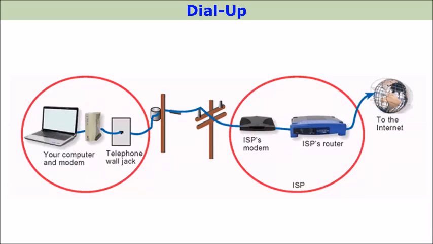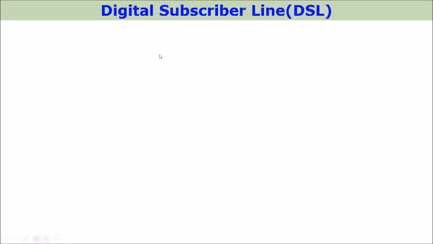Right. Then we'll move to the second way of getting internet. Write down digital subscriber line. Digital subscriber line, in short, is DSL. Write down the topic, digital subscriber line.